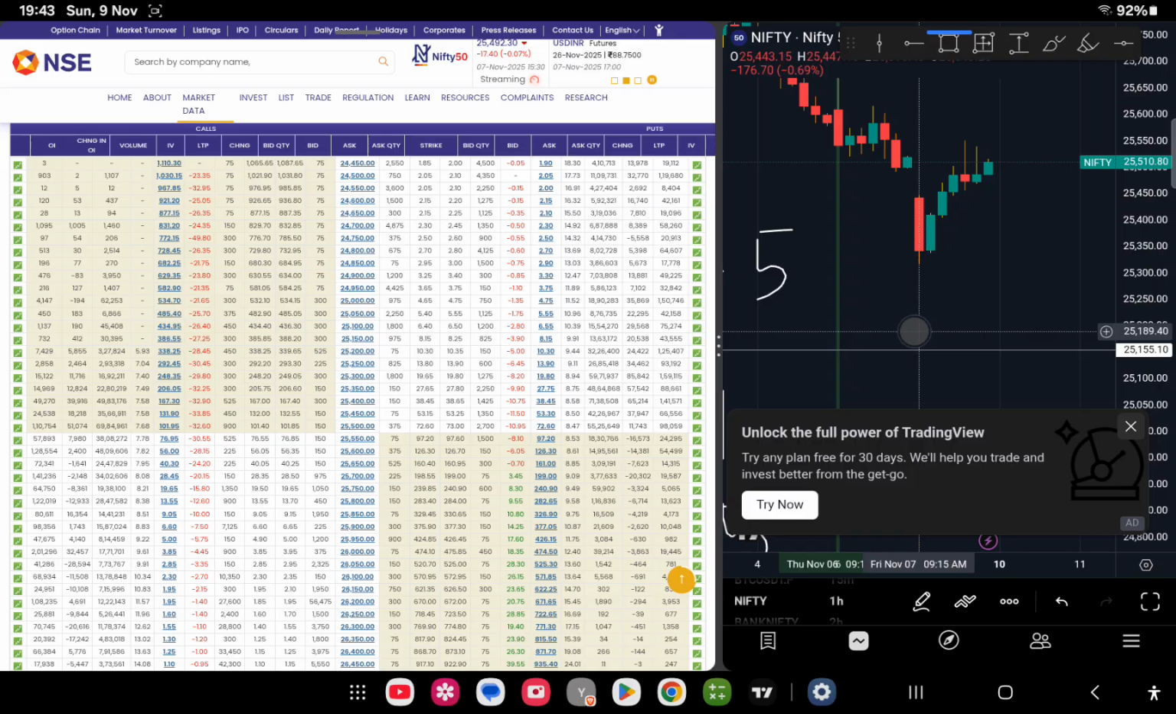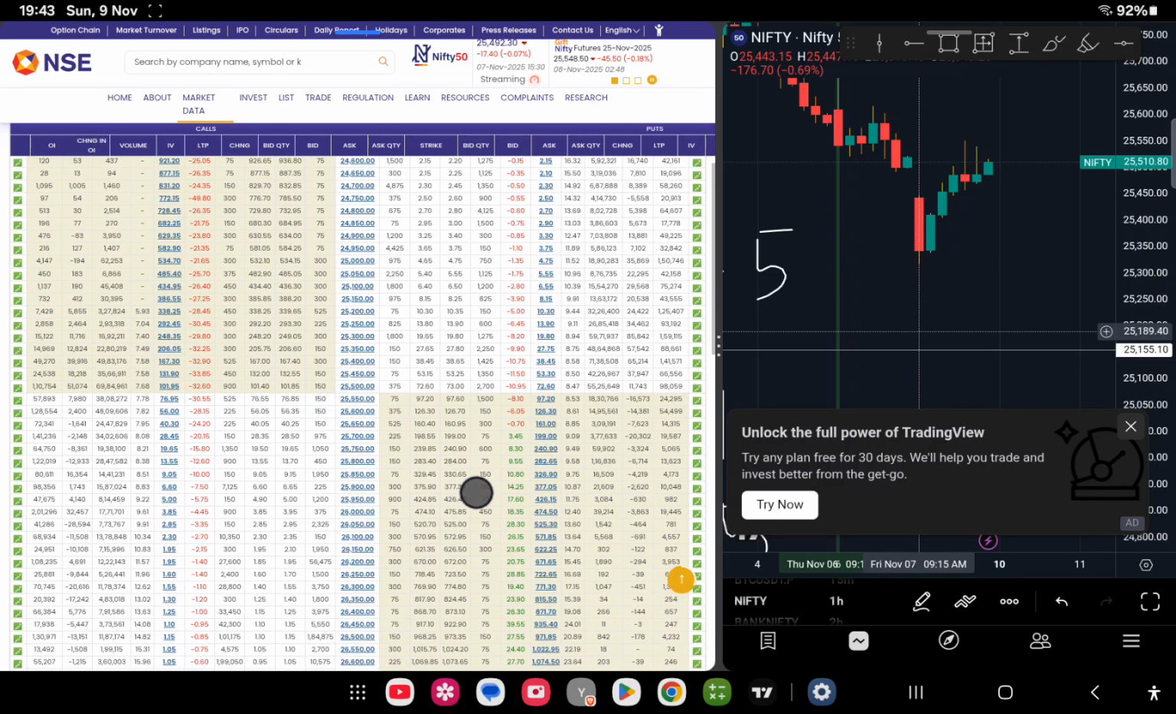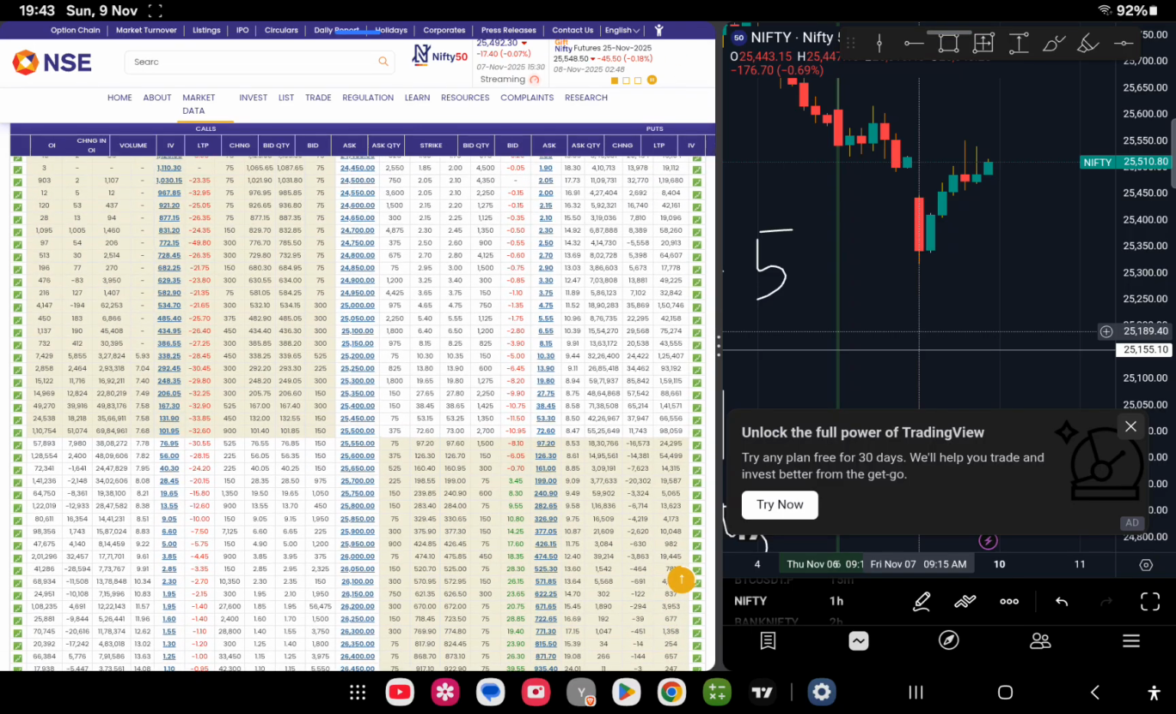Now we'll check the open. So Friday it was a gap down and open was 25,400. Okay, so I'll keep 400 as our open price, and then you could simply see the price action. Okay, so this was the open.